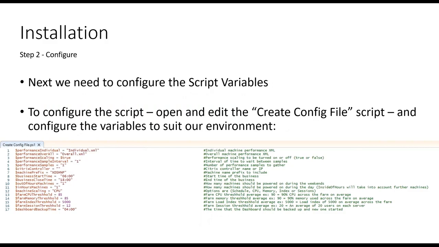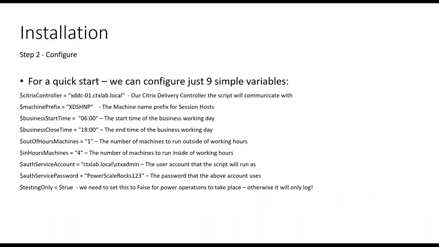There is a PowerShell script in there called create config. Open that up, pop in the details. There's comments on all of those on the right-hand side. So as you're running through this, it's going to be quite simple and informative. So the settings that you need to configure, just as a bare bones: tell it what the name of your Citrix controller is that it needs to communicate with.